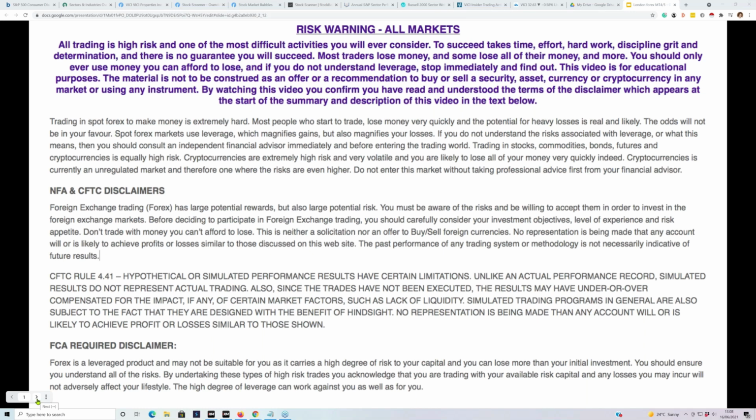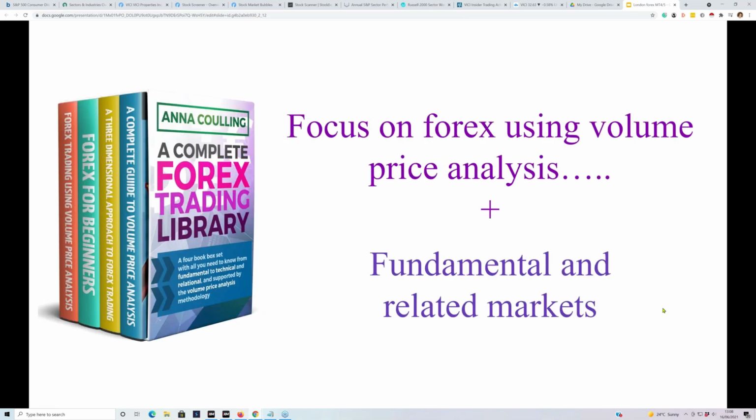Right, very quickly, VPA, volume price analysis. It's this intimate relationship between price action and volume. And the best way to see it is to see it on the charts.